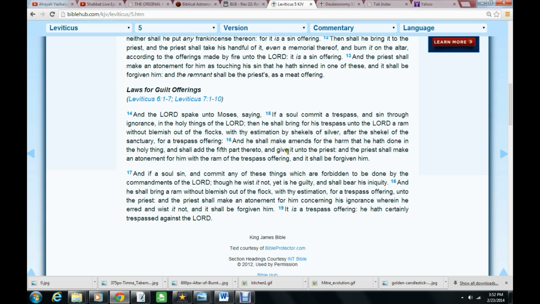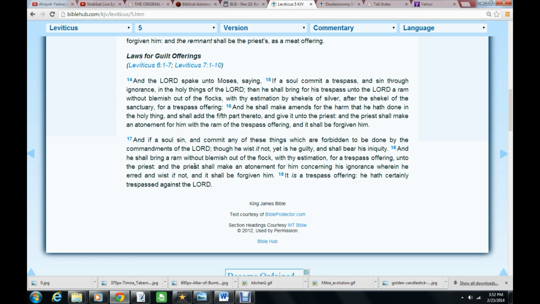And he shall make amends for the harm that he had done in the holy thing, and shall add the 5th part thereto, and give it unto the priest. And the priest shall make an atonement for him with the ram of the trespass offering, and it shall be forgiven him. And if a soul sin and commit any of these things which are forbidden to be done by the commandments of the Most High, pure white light spirit, though he wist it not, yet is he guilty, and shall bear his iniquity.